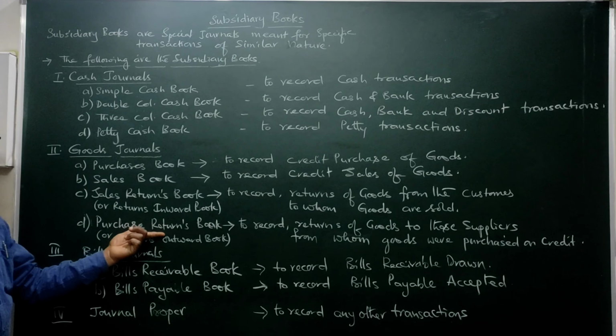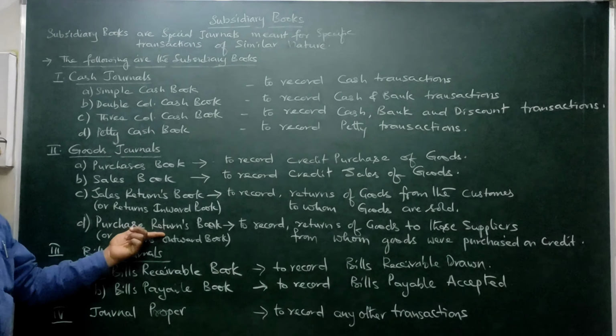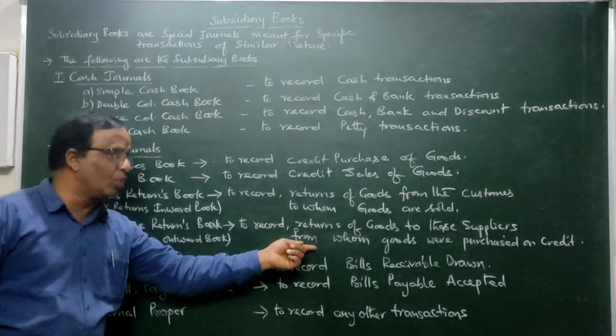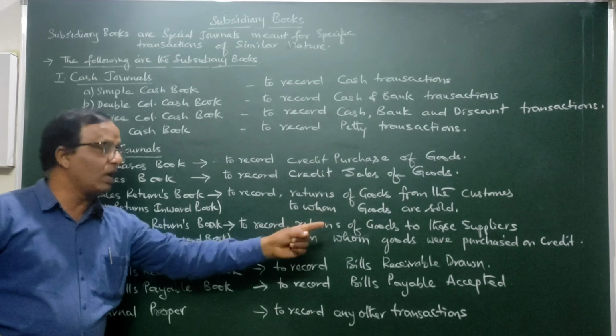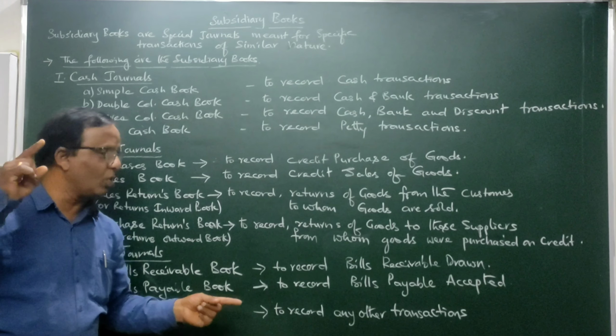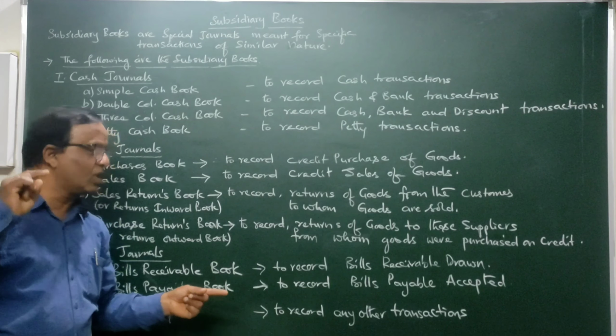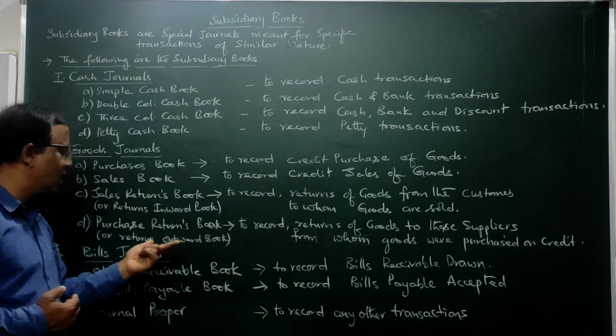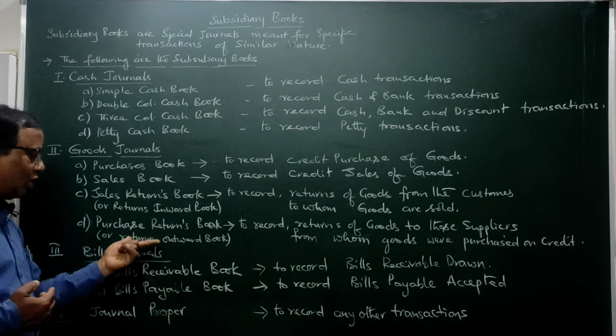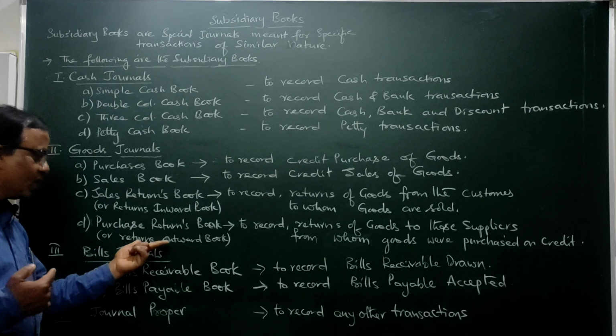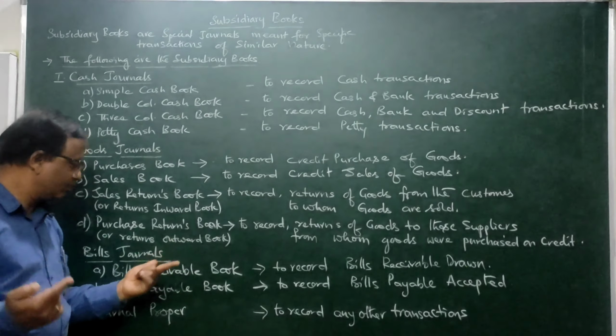Similarly, the purchase returns book. What for is this book maintained? In order to record the return of goods to those suppliers from whom goods were previously purchased on credit. That means previously you purchased on credit from your suppliers. Due to some reason, if you are now returning them back, we record it here in the purchase returns book. The purchase returns book is also called the returns outward book.